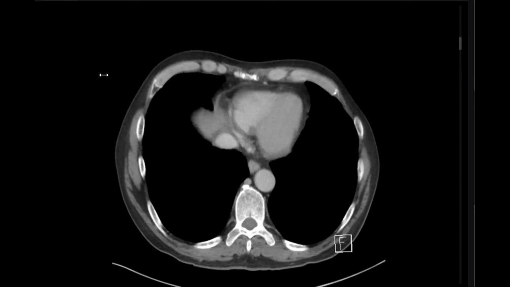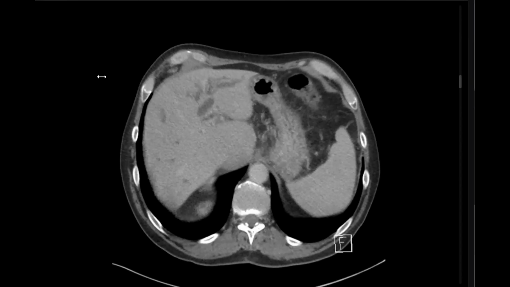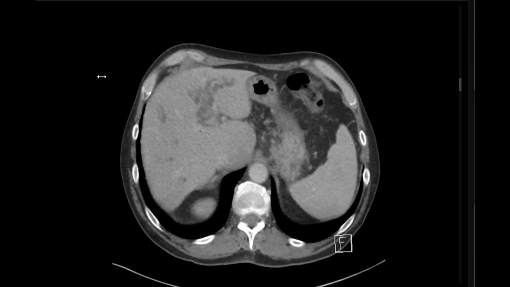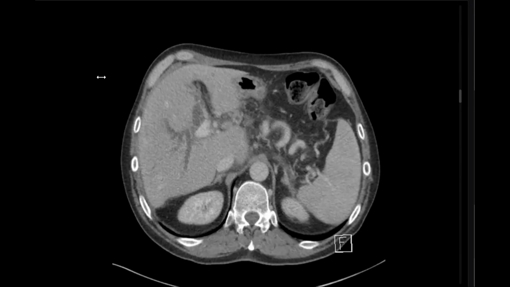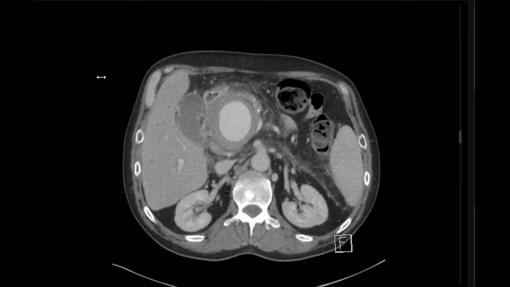So I am provided with a CT scan, axial images, contrast-enhanced study in the portovenous phase, in which I can appreciate there is biliary duct dilatation.